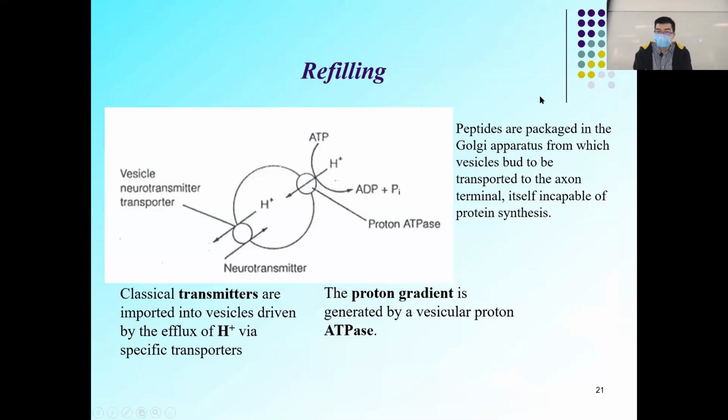Now this is what we talk about as refueling. You see that there's an ATPase pump on the vesicle. The vesicle contains the proton ATPase pump. You pump the protons inside the vesicle, so the vesicle becomes acidic inside. Then this proton gradient is used to pump the neurotransmitter into the vesicle, so that the vesicle contains higher concentrations of neurotransmitters coming from the outside.